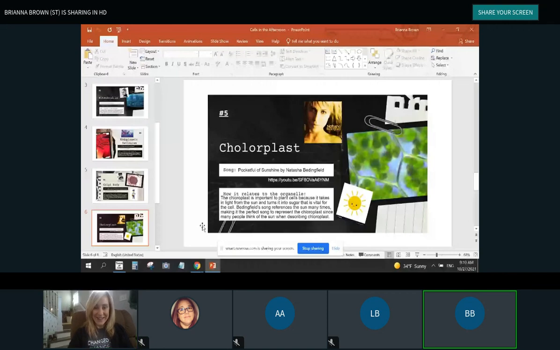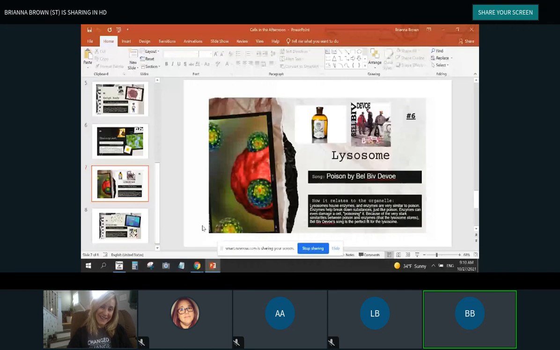For lysosome, I chose Poison by Bell Biv DeVoe. When I think of enzymes, they're not all bad, but I think of poison. Lysosomes house enzymes, and enzymes are very similar to poison. Enzymes help break down substances just like poison, and enzymes can even damage a cell, poisoning it.